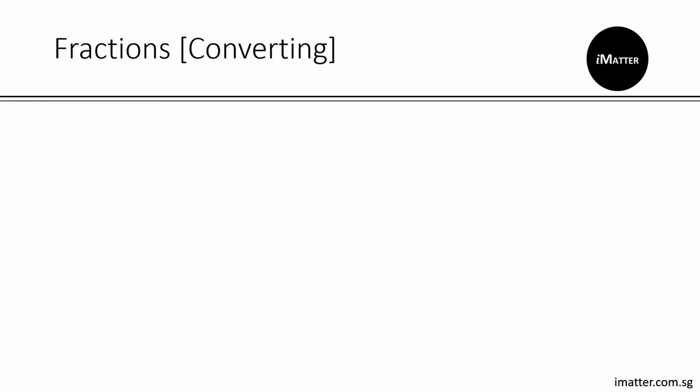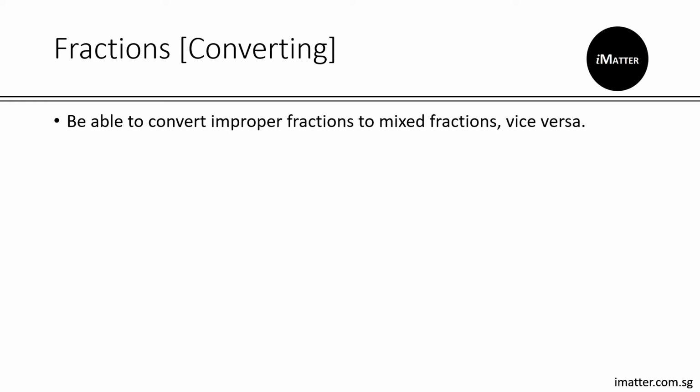Next, we shall go on to converting. So you must be able to convert improper fractions to mixed fractions and vice versa. So let's start off with an example. How about you try writing 56 out of 9 as a mixed number. You can pause the video here.